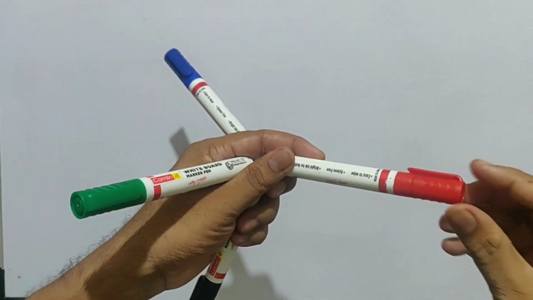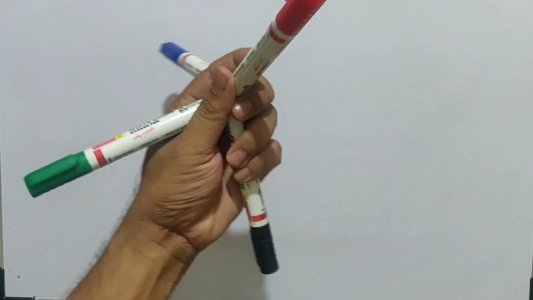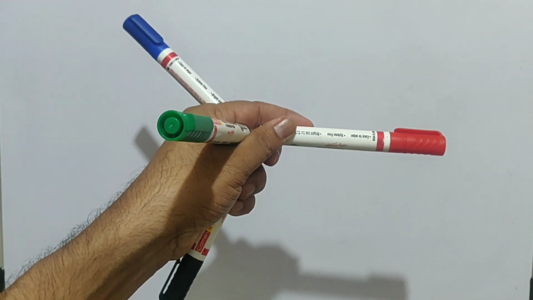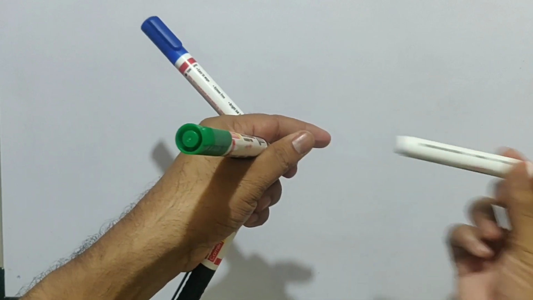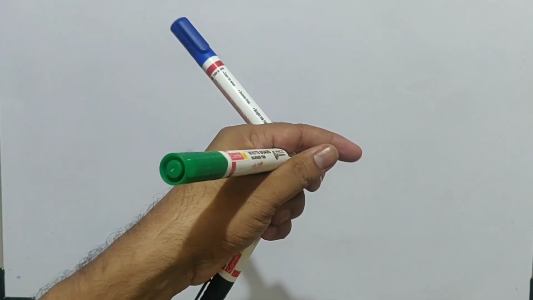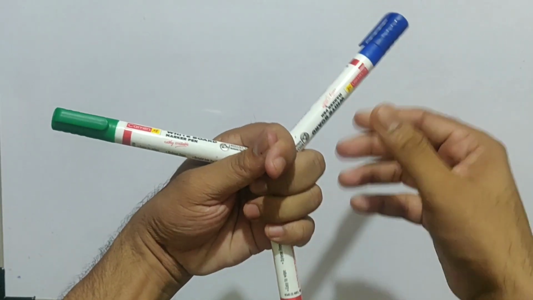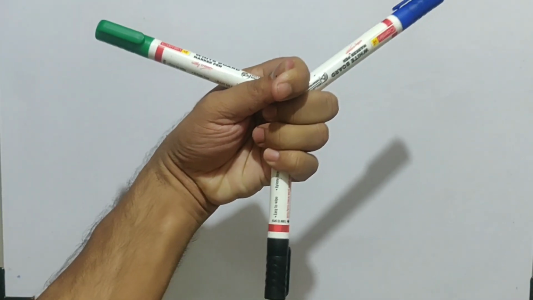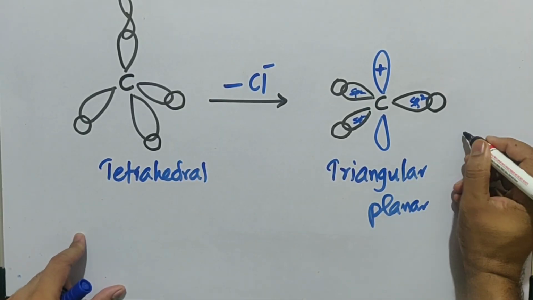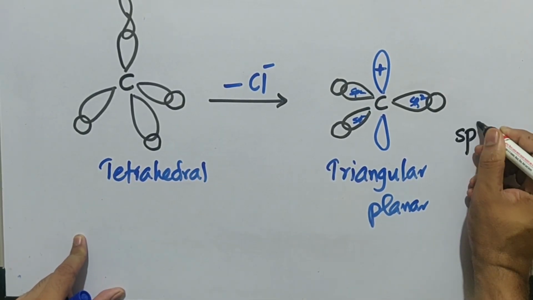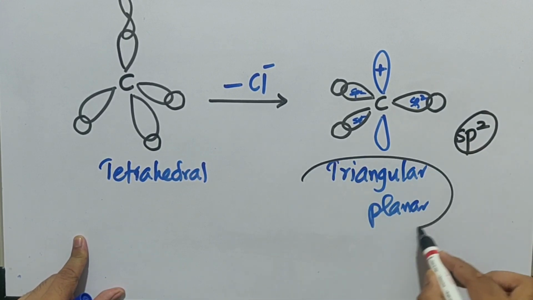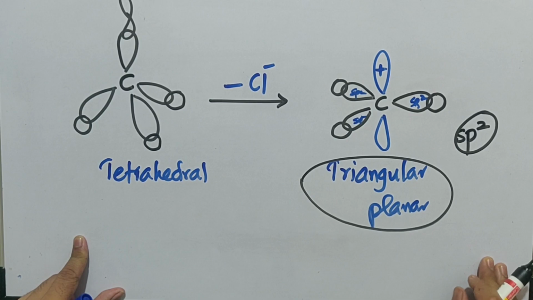Listen here. This is the tetrahedral structure, the geometry of methyl chloride. Cl- is removed from here. What happens as a result of this removal? The geometry will become triangular planar. So don't forget, the hybridization of a carbocation is sp2, and the geometry of a carbocation is triangular planar.